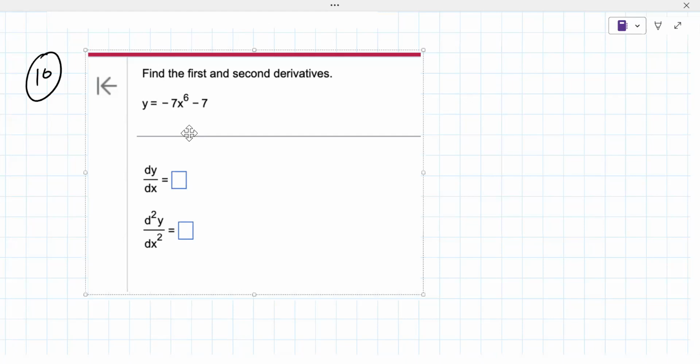For the first one, I got negative 42x to the fifth. Okay, that's correct. And take another derivative. I got negative 210x to the fourth. Okay, very good.